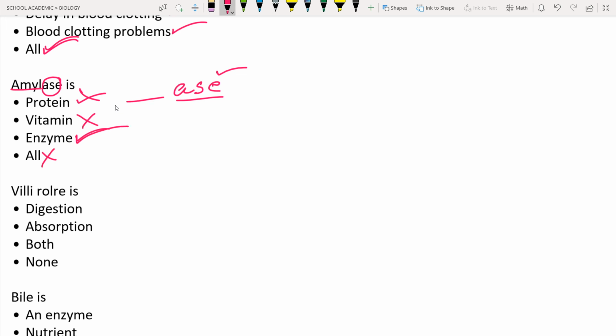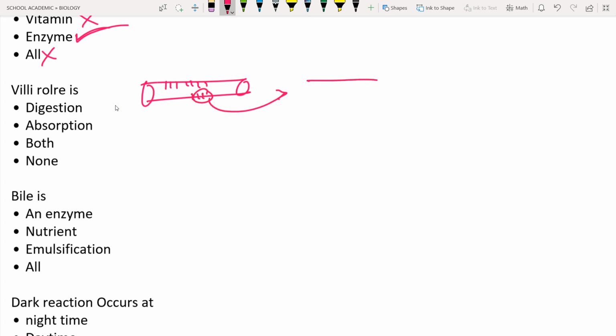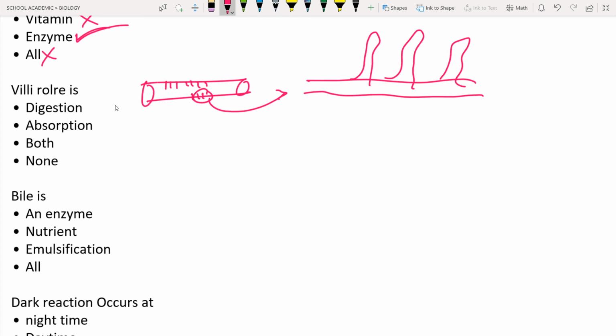Next is the role of villi. What is villi? In the small intestine you can see small finger-like projections. Let us say this is the small intestine, a small cross section. Here you can see the finger-like projections. These finger-like projections are known as villi. They are going to absorb the nutrients after digestion. The digested nutrients will be mixed with the blood. You can see here the blood vessels. These blood vessels take these nutrients and supply them along with the blood to the body.